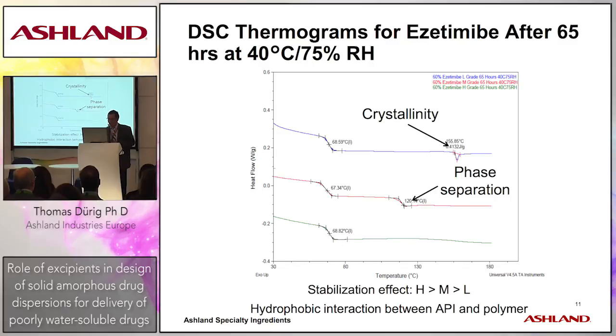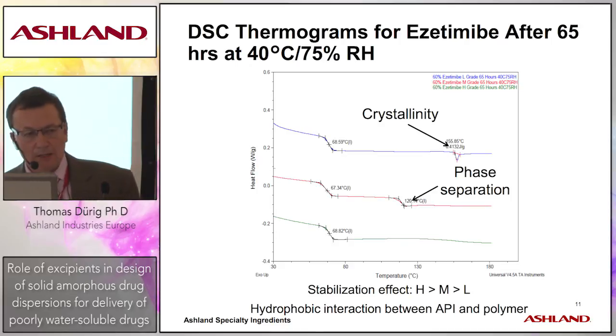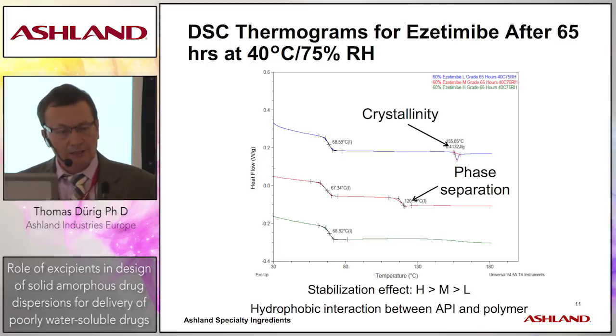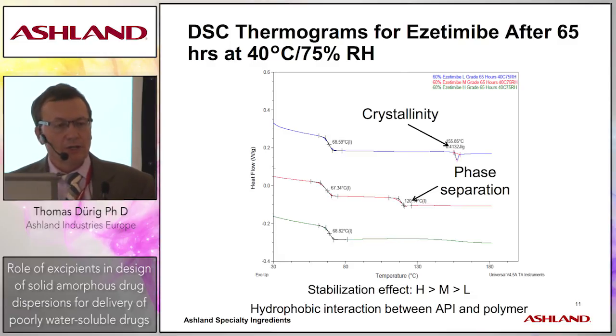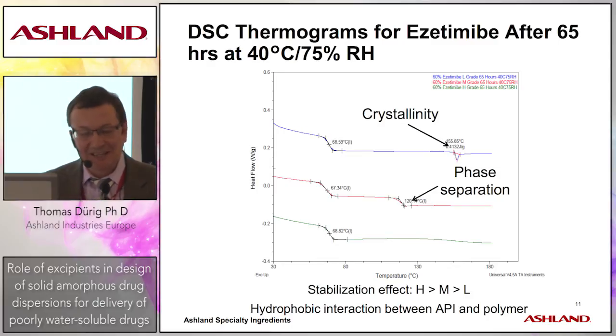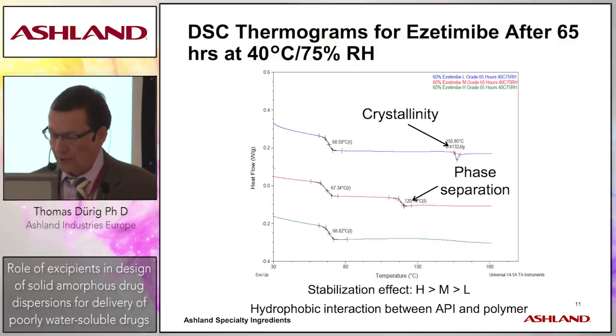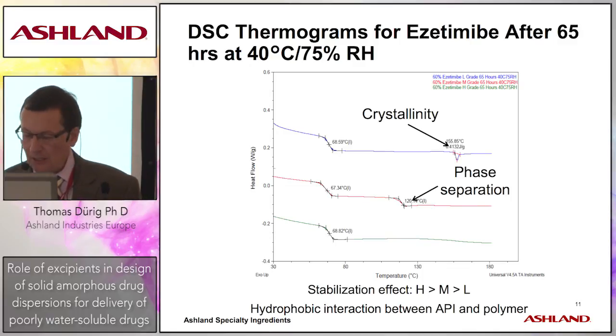So in terms of stabilization effects, we clearly saw that the H grade here tended to be more effective than the M and L grades. And we think hydrophobic interaction is playing a role here. These different grades have different acetyl substitutions. The acetyl moiety on the HPMCAS tends to be the one which affects hydrophobicity the most, and H has a higher level.